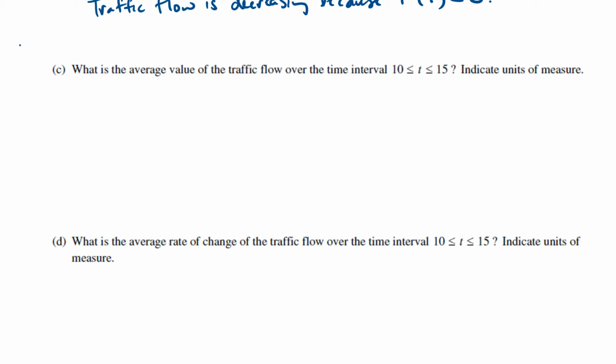Part C, what is the average value of the traffic flow over the time interval 10 to 15? Indicate units of measure. So we know the average value is 1 over the bounds. The bounds happen to be 10 to 15. So it's 1 over 15 minus 10, which is 5, times the integral itself. Again, that's just a calculator question straight away.